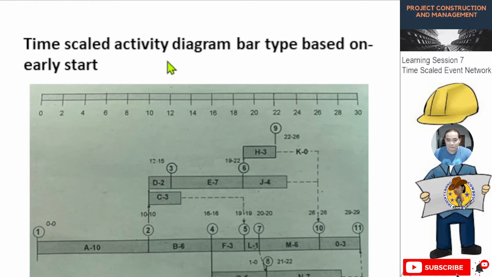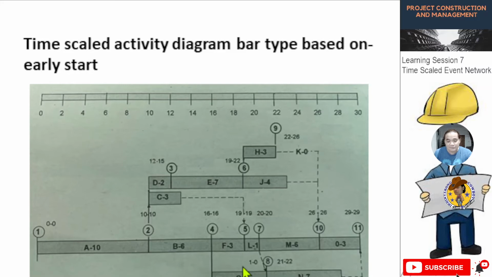This one is the time scale activity diagram, bar type, based on early start. These are the number of, let us say, weeks or days or the duration of the project. Let's assume this is 30 weeks. Then we have 1 to 2, which is 10, the number of days. If you observe, this line is aligned with this bar. This is our reference for days. Activity 1 to 2, then 2 to 4, 4 to 5, 5 to 7, then 7 to 10, then 10 to 11.